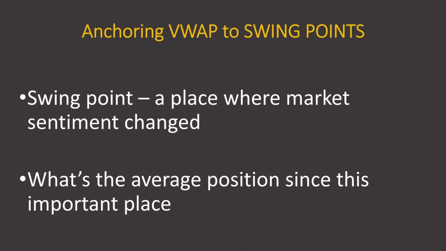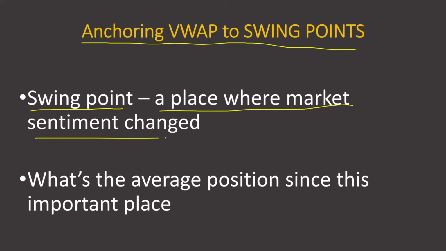Now, let's cover anchoring VWAP to important swing points. A swing point is a place where market sentiment changed. Now, I don't have an exact definition of a swing point, but if you look at any chart, it's usually pretty simple to spot. It's usually the most prominent place on the chart. So if the chart, for example, looks like this, then this is the place that you want to anchor the VWAP to. That's the swing point, right?